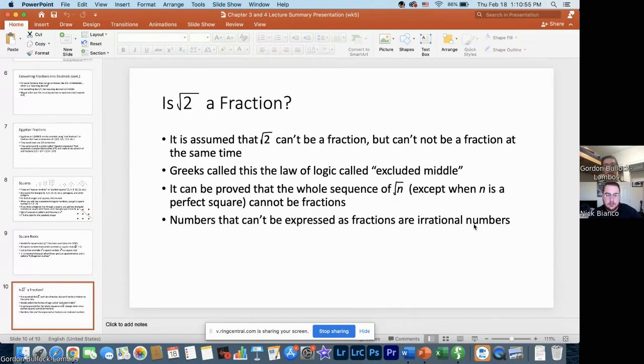Basically, it's assumed that square root of 2 can't be a fraction, but it can't not be a fraction at the same time. It's like a Greek law of logic called the excluded middle. It can be proved that the whole sequence of square root of n, except when n, which basically just means number, is a perfect square, cannot be fractions. And numbers that can't be expressed as fractions are irrational numbers. And yeah, that's all I had.